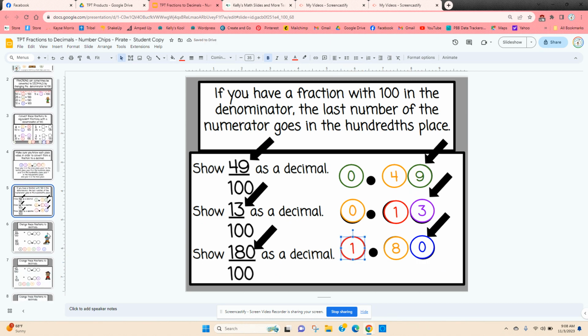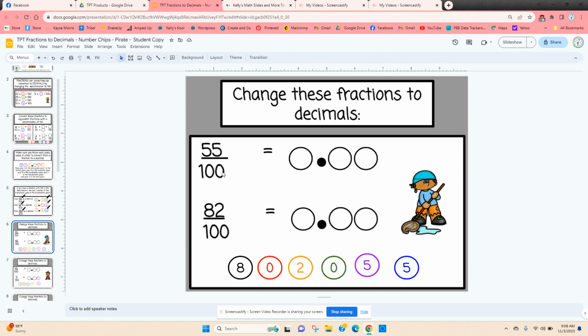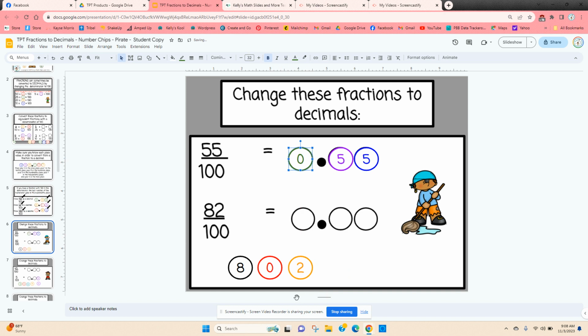Okay, now when they get to the next slide, they're going to be converting these fractions straight to decimals. So here they've got 55 hundredths, and this is how we would read 55 hundredths if we're reading the decimal. 82 hundredths. And again, they know from the previous slide that if they have 100 in the denominator, the number on the right in the numerator will go in the hundredths place. So they get a little bit of practice there.